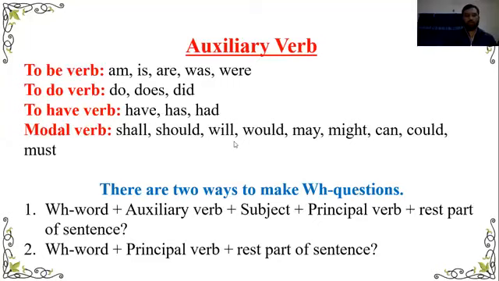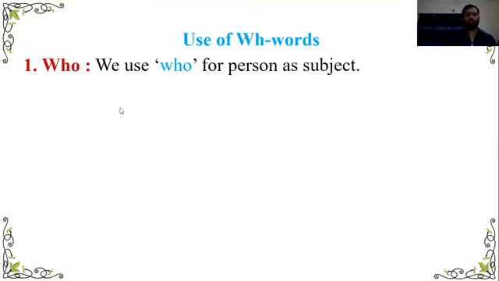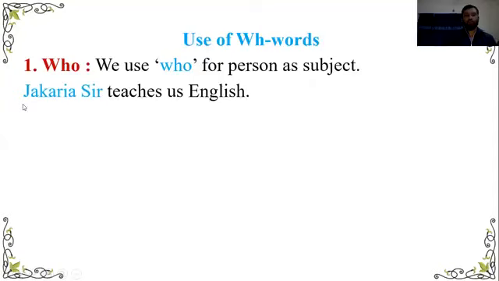Okay, now I will go to the next slide. So let's see the first rule. Rule 1, who. We use who for a person as subject. When a person is used as a subject, we can use who. Here you see, Zakaria sir teaches us English. Zakaria sir is a person, and it is used as a subject, so we have to take who. So, who teaches you English? Here us is sensed as you.